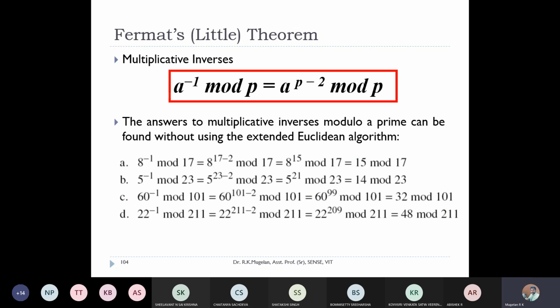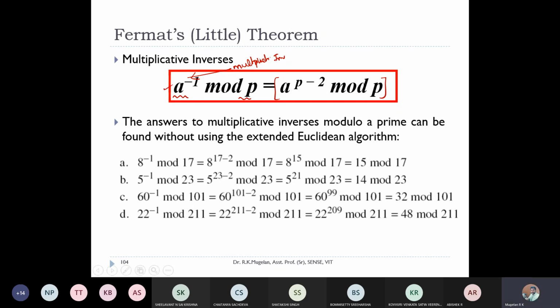this multiplicative inverse. That is, if you want to find the multiplicative inverse of an integer a with respect to modulo p, you simply find a power p minus 2 modulo p. This answer will give me the multiplicative inverse of a with respect to modulo p.